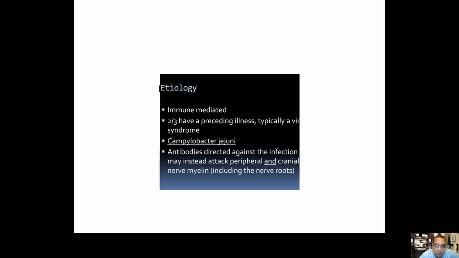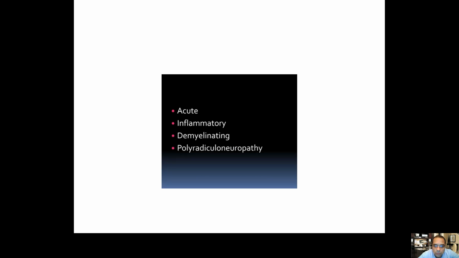One of the very important pathogenic mechanisms is Campylobacter jejuni. There are antibodies directed against the infection, but instead of attacking this organism, they attack the peripheral nerve and perineurium and myelin sheath. This is how they start causing this demyelinating illness. The other name for Guillain-Barré syndrome is acute inflammatory demyelinating polyradicular neuropathy. Please remember, this is a very impressive name.